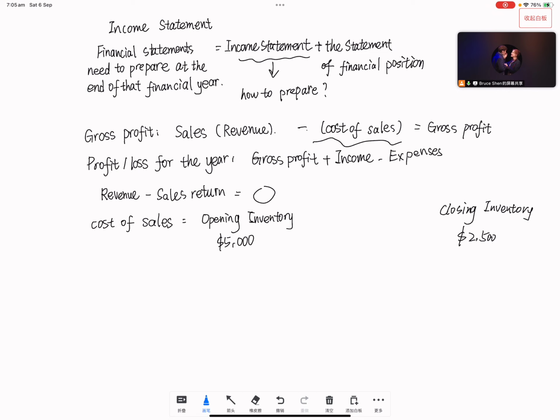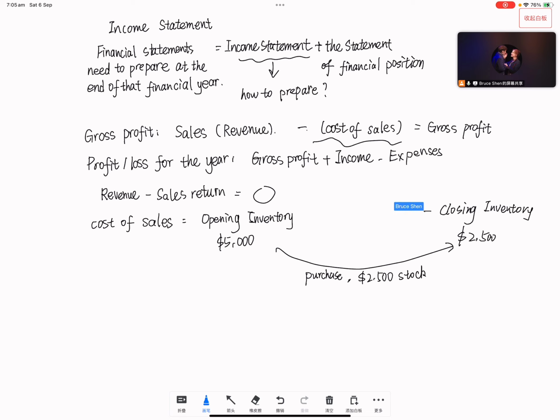You can make some sense looking at those two parts. During the financial year, not only did we purchase things, but we also sold goods. So it is easy to calculate how much worth of goods have been sold. It is straightforward, just opening inventory minus closing inventory.